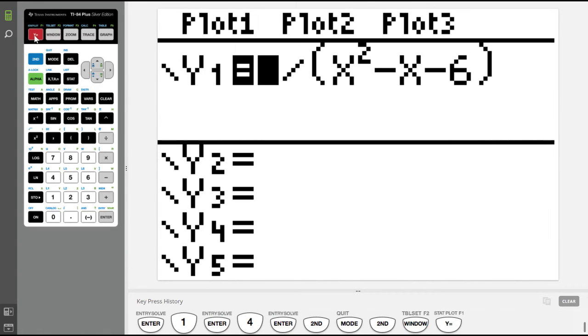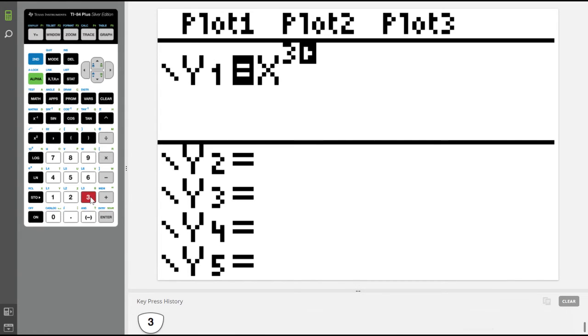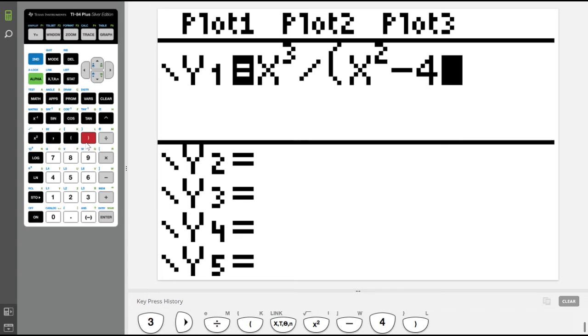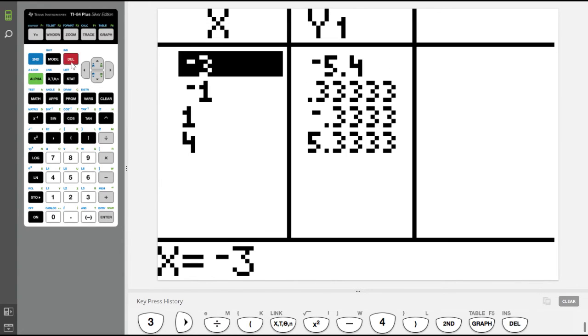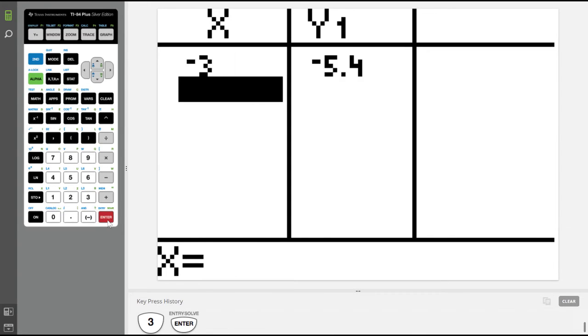So here we go, y equals, our function was x cubed divided by the quantity x squared minus 4. Okay, I want to go to my table. I'm going to delete these out here. I want to grab some values that are outside of these vertical asymptotes. So let's say -2 is our leftmost vertical asymptote. So let's look at -3. When x is -3, we get a -5.4.